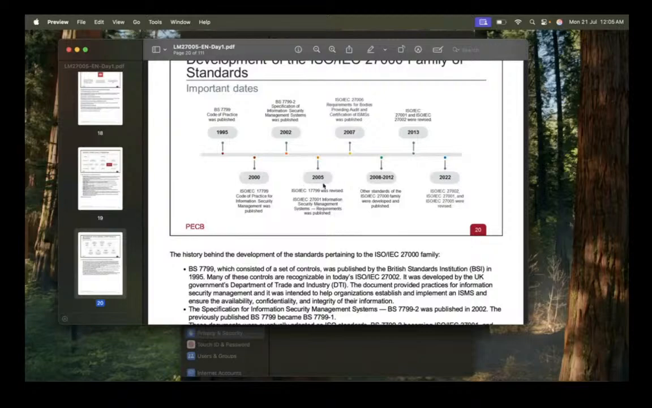Then in 2005, 17799 was revised, and ISO IEC 27001, the information security management system requirements, was published. The one we were just discussing before this, which is the most relatable to 27005, is this one, 27001, which was published in the year 2005.